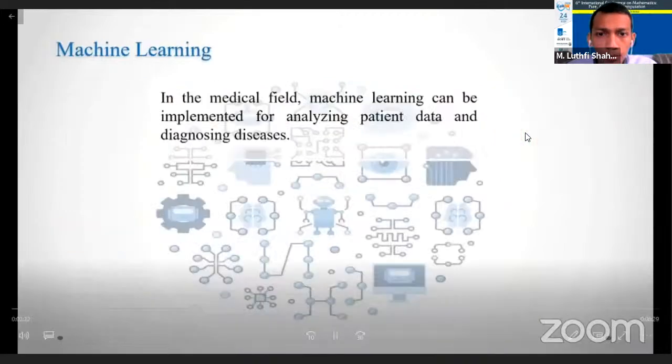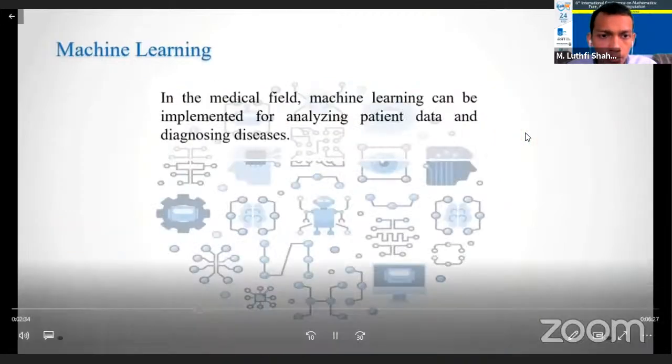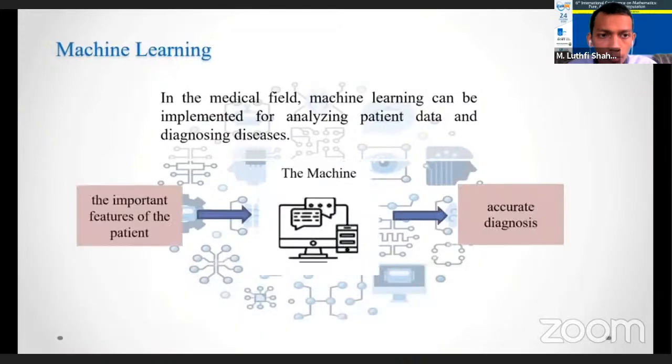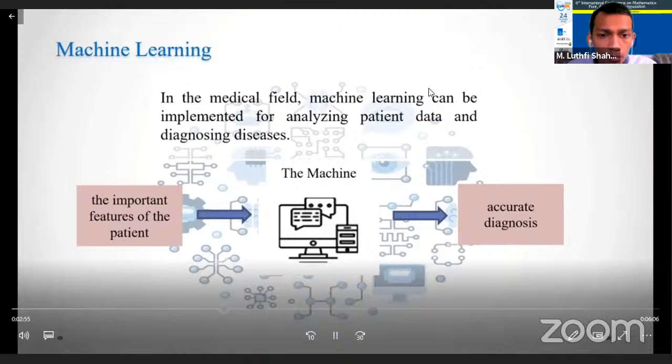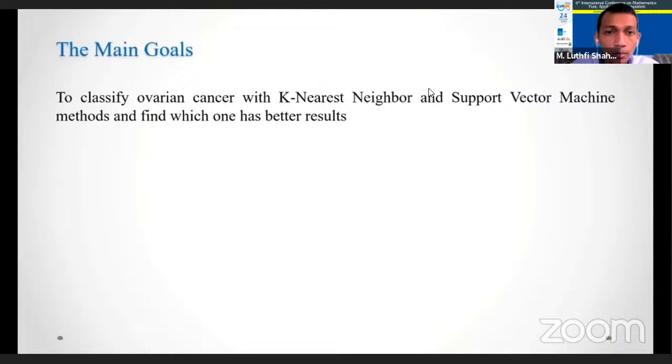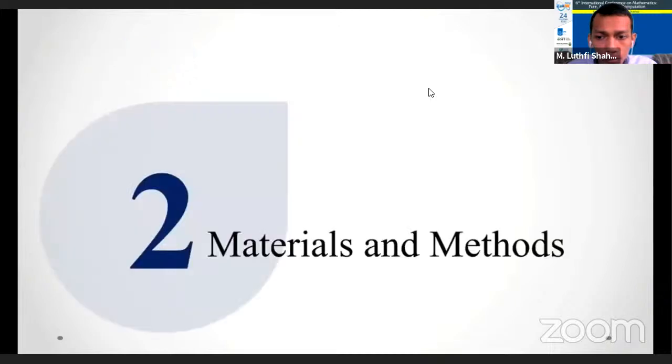the fatality level. In the medical field, machine learning can be implemented for analyzing patient data and diagnosing diseases. The machine takes the important features of the patient as input and produces an accurate diagnosis as output. There are many machine learning methods that are used in classification. Among those methods, support vector machine and k-nearest neighbor are frequently used due to their good performance. Therefore, the study proposed k-nearest neighbor and support vector machine methods to classify ovarian cancer and find which one has better results. And we have to look to the second part, materials and methods.